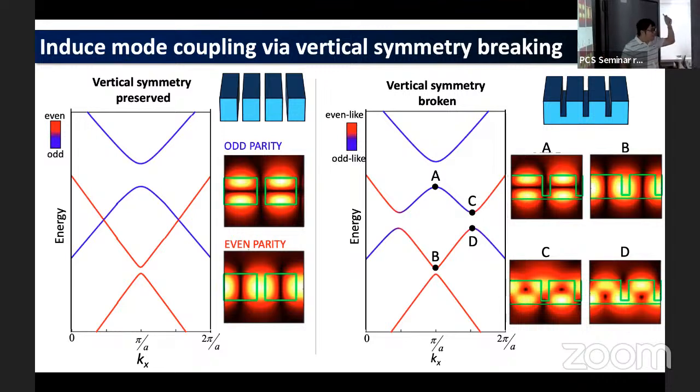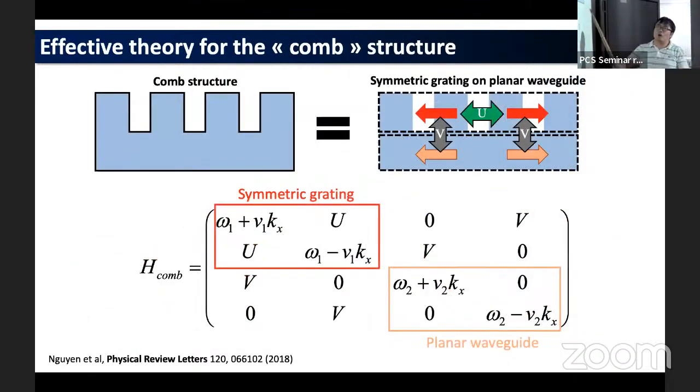So this is a small recipe, but how can we describe this with some Hamiltonian? This is a comb structure. We will decompose this comb structure into a symmetric grating on top of a planar waveguide. In the symmetric grating, we have backward and forward modes that are coupled by the diffraction U. For the planar waveguide, we also have forward and backward, but there is no coupling between these two.